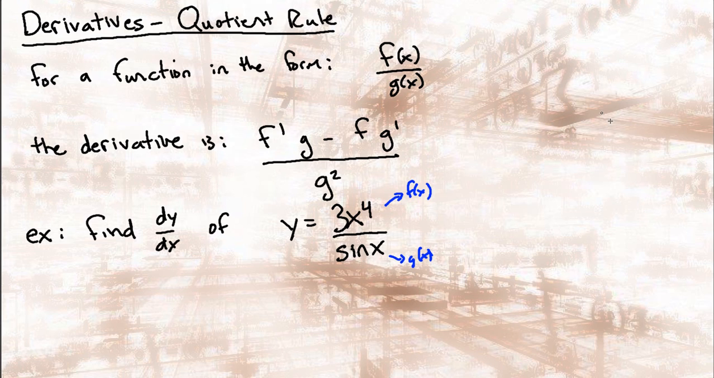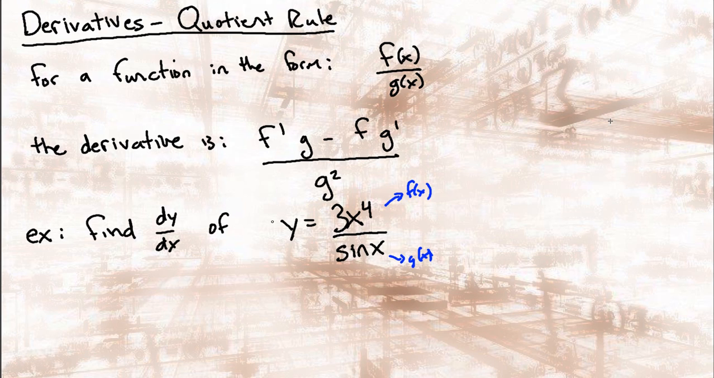A follow-up to the product rule of derivatives is the quotient rule of derivatives. So if we have a function that could be written in the form f of x over g of x, that is, we have a clear numerator and a clear denominator, we can find the derivative by using the formula here, which is the derivative of the numerator times the denominator minus the numerator times the derivative of the denominator, all over the denominator squared.